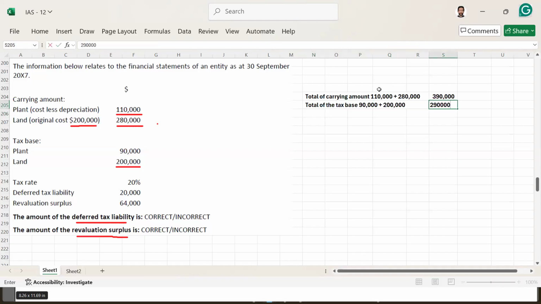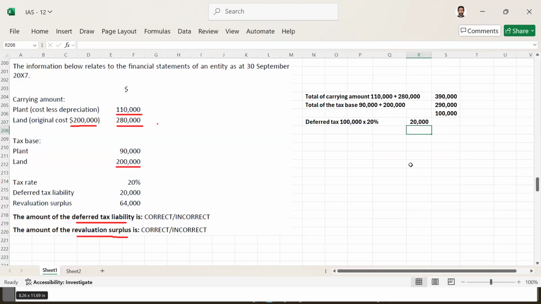So clearly there is a temporary difference of 100,000. And we say that the deferred tax is 100,000, the temporary difference, multiplied by the tax rate, which is 20% in this case. So we have a deferred tax of 20,000. So this figure is correctly calculated here. We have calculated the deferred tax, which is 20,000, and it is also 20,000 here. So we can say that the deferred tax is correctly calculated.